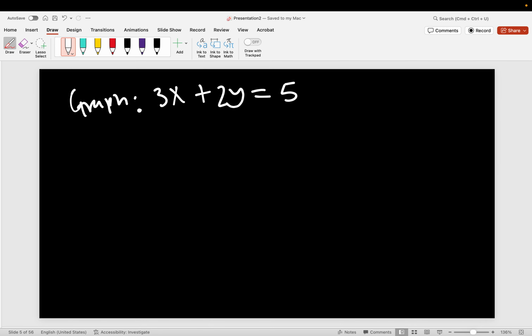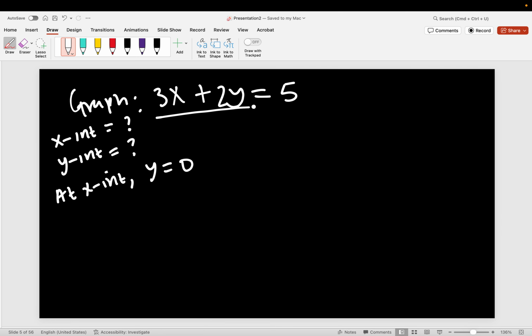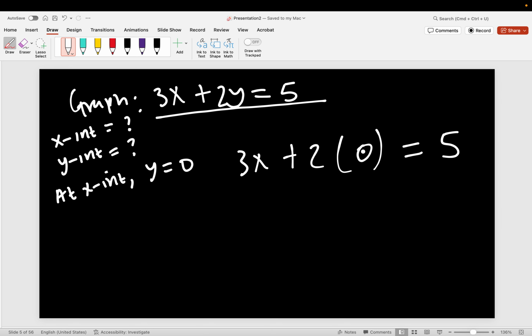The only thing you need to do in order to be able to graph it is to find your x-intercept and your y-intercept. Once you have both of these, you can plot them on your plane and then connect them. We said earlier that at the x-intercept, my y is equal to 0. So I'm going to solve for this, and it's going to be 3x plus 2. I'm not going to write y because y is 0. Now 2 times 0 is 0, so 3x is just equal to 5. So my x is 5 over 3, which is, I believe, 1.67, around that area.